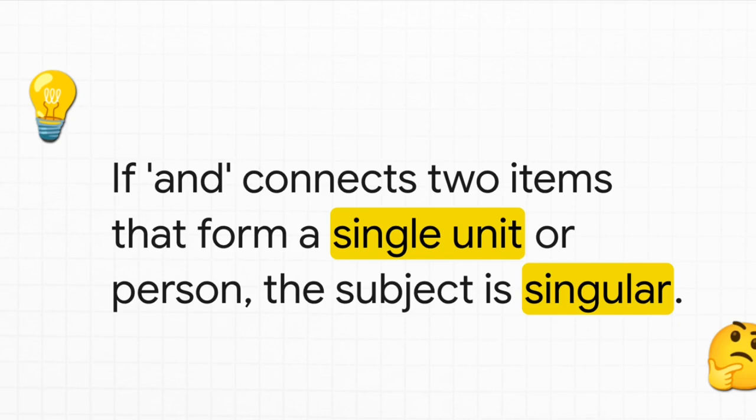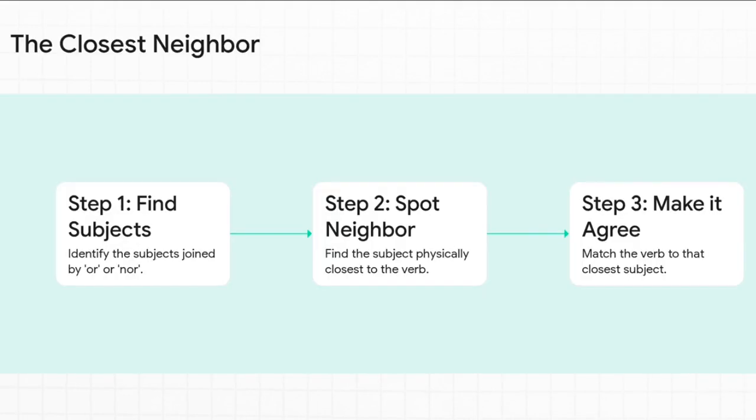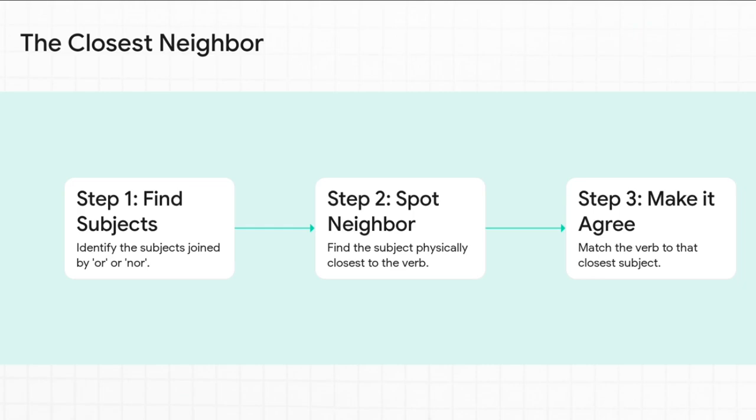All right, let's circle back and solve that puzzle from the very beginning. When you have subjects connected by "or" or "nor," I want you to use this super simple trick. I call it the closest neighbor rule. The verb doesn't care about the whole group. It only agrees with the subject that's sitting right next to it. So in "neither Tim nor his friends," the closest neighbor to the verb is "friends." Friends is plural, and that's why the verb has to be "are."